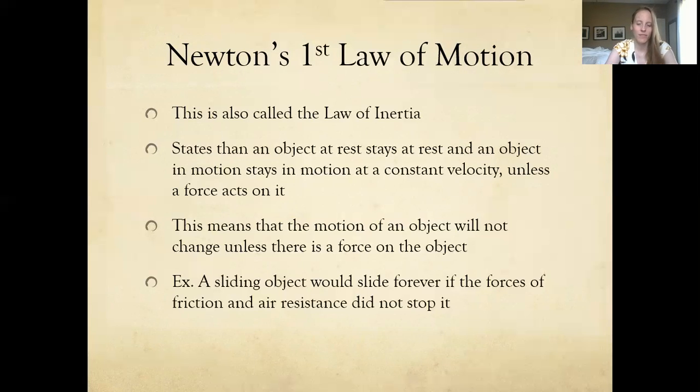So this is pretty intuitive, but if you have a pencil case sitting on your desk, it's not going to move anywhere unless you apply a force to it, like if you shove it or something. And then if you have, say, a ball rolling across the ground, that ball is going to keep rolling and it's not going to slow down unless another force acts on it. And in that case, it would be the force of friction slowing it down. So that does mean that a sliding object would slide forever if forces like friction and air resistance didn't stop it. And obviously if it didn't run into a wall or something.